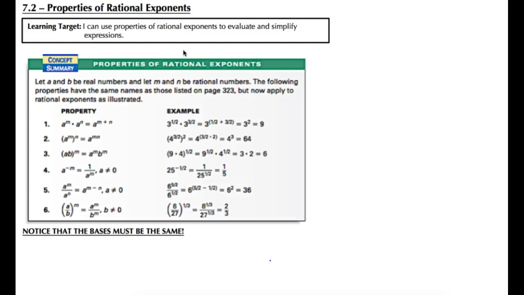Hey everybody, welcome to the 7.2 video. We're going to be going over exponent properties, specifically how do they apply to rational exponents.